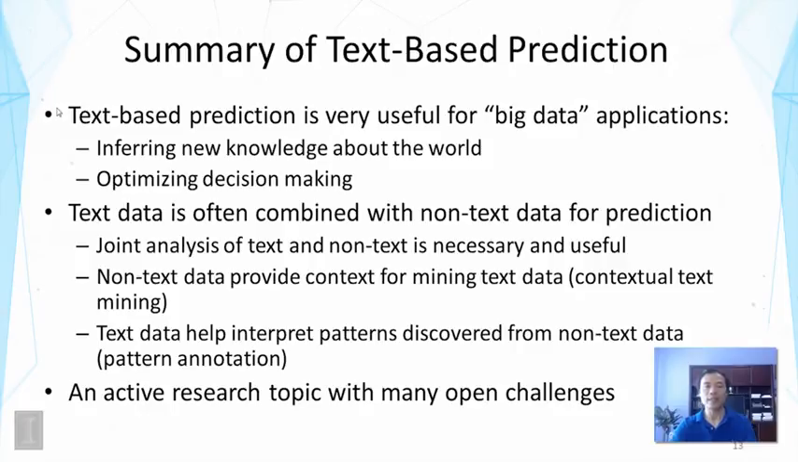Now when we analyze text data together with non-text data, we can see they can help each other. So non-text data provide a context for mining text data, and we discussed a number of techniques for contextual text mining. On the other hand, text data can also help interpret the patterns discovered from non-text data, and this is called pattern annotation. And in general, this is a very active research topic, and there are still new papers being published, and there are also many open challenges that have to be solved.